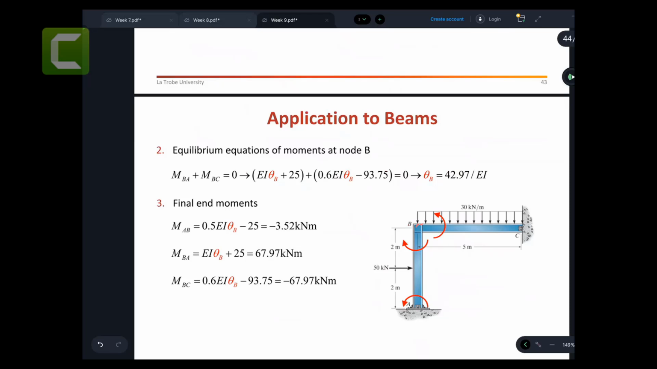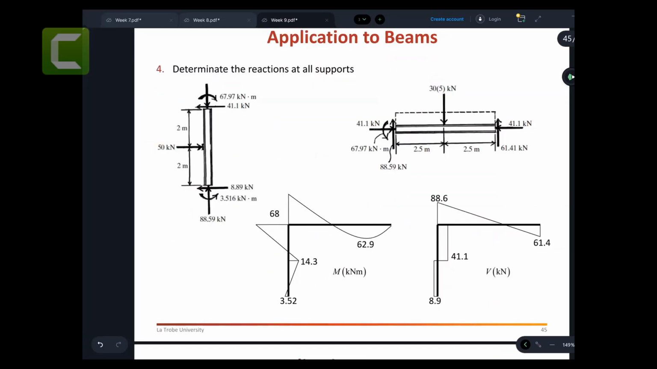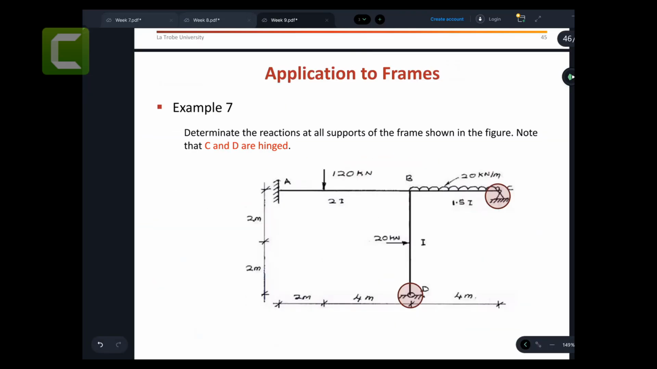You can use the equilibrium here, whatever moments are applied on these ones, and you can calculate theta B. Substitute theta B in our slope deflection equations, and you can find the end moments. From those end moments, you can find the reaction forces, and you can draw the shear force and bending moment diagrams.